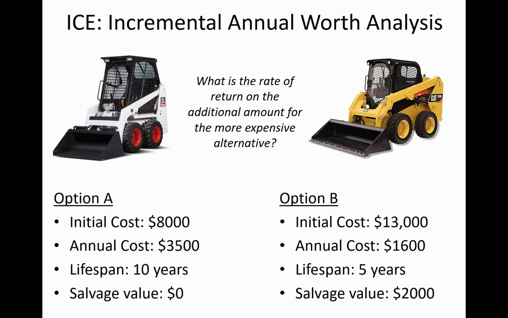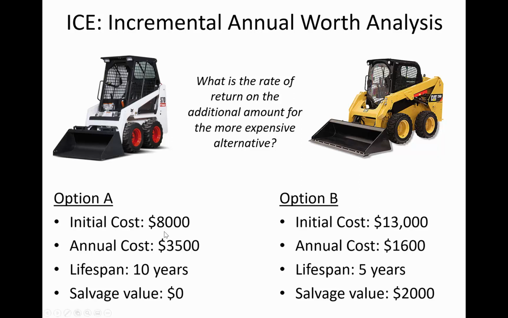And then we're going to see what if they have different useful lives. So we're using the annual worth analysis because of that different useful life issue, and it allows us to just ignore it altogether. When we calculate the annual worth, then we can compare options that have different useful lives, and there's no problem with that.